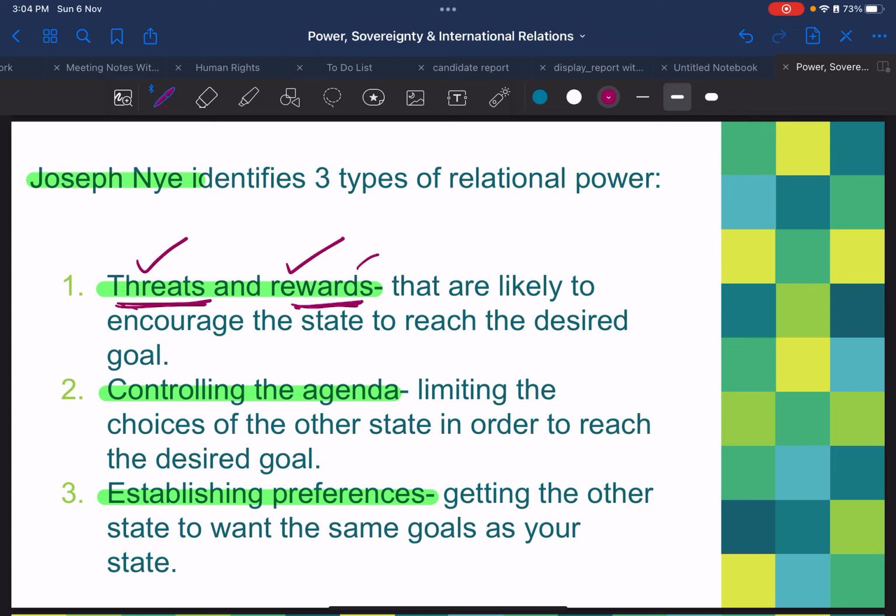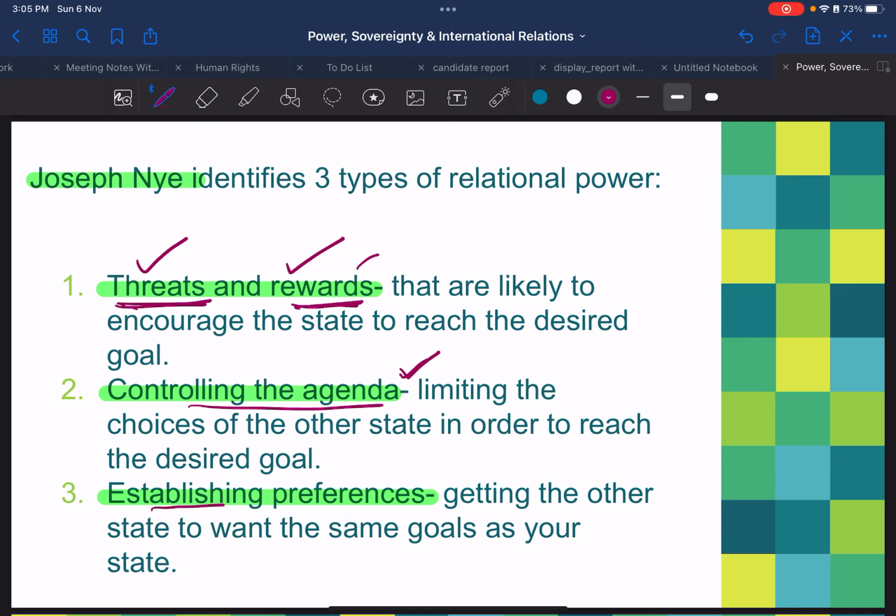Another way can be controlling the agenda, where country A is limiting the choices of the other state in order to reach the desired goal. So controlling the agenda, it can be that the country is always controlling the agenda in country B so that it can influence country B with its own agenda, country A's agenda. I'm sure you have so many examples around you where you can see that country A is continuously forcing country B to follow a particular agenda that country A loves. Find out and let me know what that example is all about.